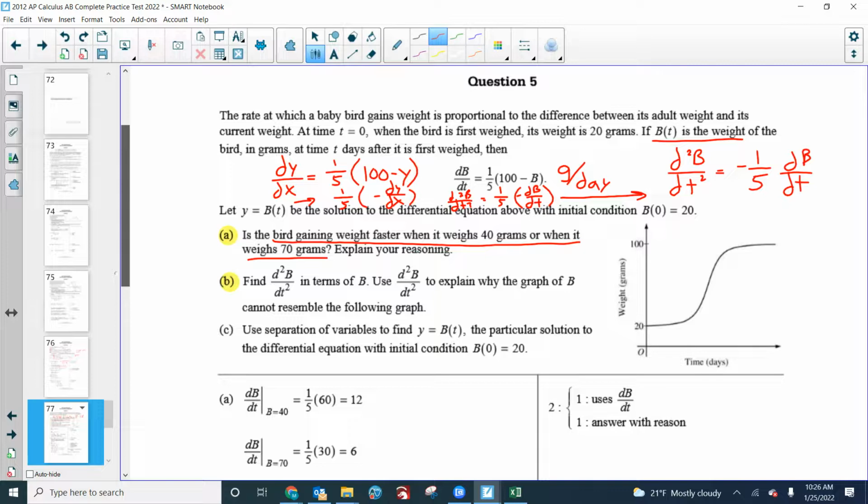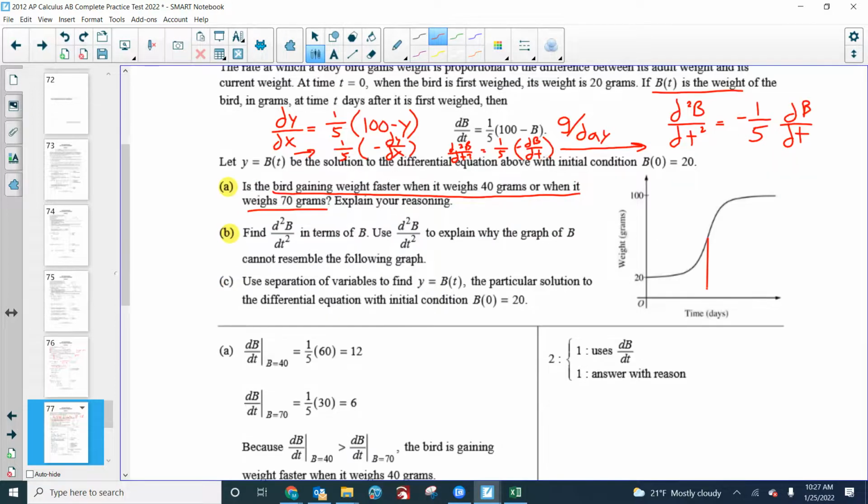The graph here is concave up or concave down? Concave up, then concave down. Point of inflection there. So back to the story. Use the second derivative to explain why the graph of b cannot resemble the following graph. Why is that not the correct, why can't that be the correct b graph based off of this reasoning?